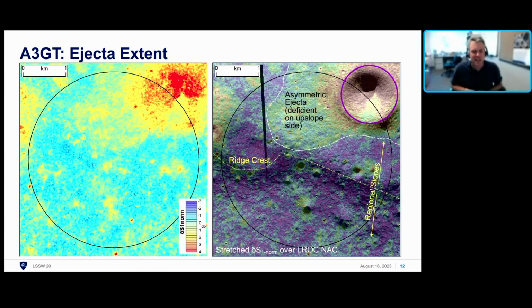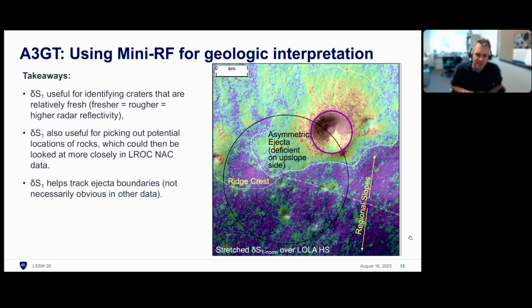If you flip to the next slide, I just zoomed out a little bit more to show this off again. The asymmetry here is due to the crater forming on this 15-degree slope that we were going to put the astronauts on to traverse. There's dramatically more ejecta that went downslope than upslope. Without the radar, I'm not sure it would have been easy to recognize how asymmetric this is and to know where you would cross into the ejecta unit.